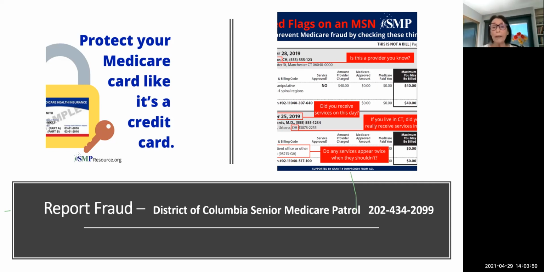On the right-hand side of your screen, you see a little snippet of a medical statement. These are things that you get in the mail that show what Medicare and Medicaid say you have gotten. Again, just like a banking or credit card statement, you need to look at those statements to make sure that everything is accurate. Because if it isn't, it's on your record, and we need to clarify that and make sure that we get it off of your record. And the way to do that is to report suspicious activity or fraud.